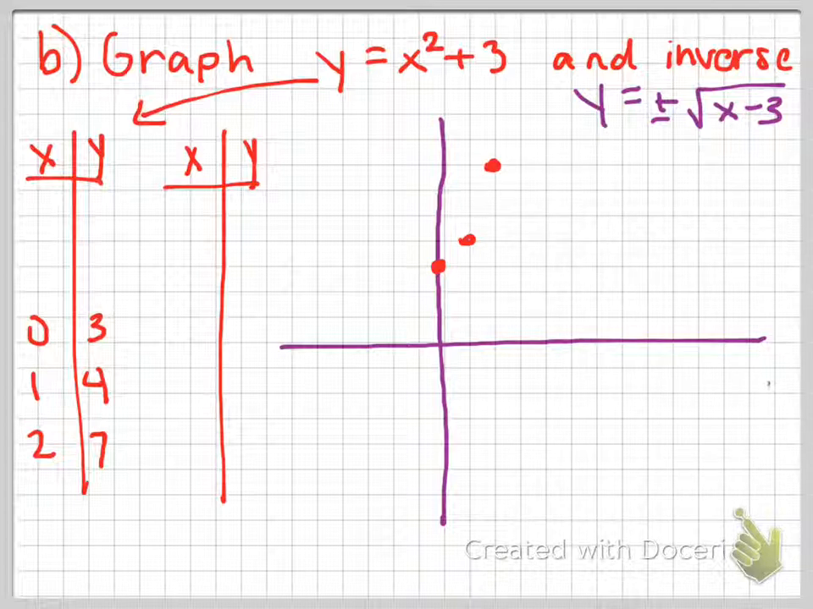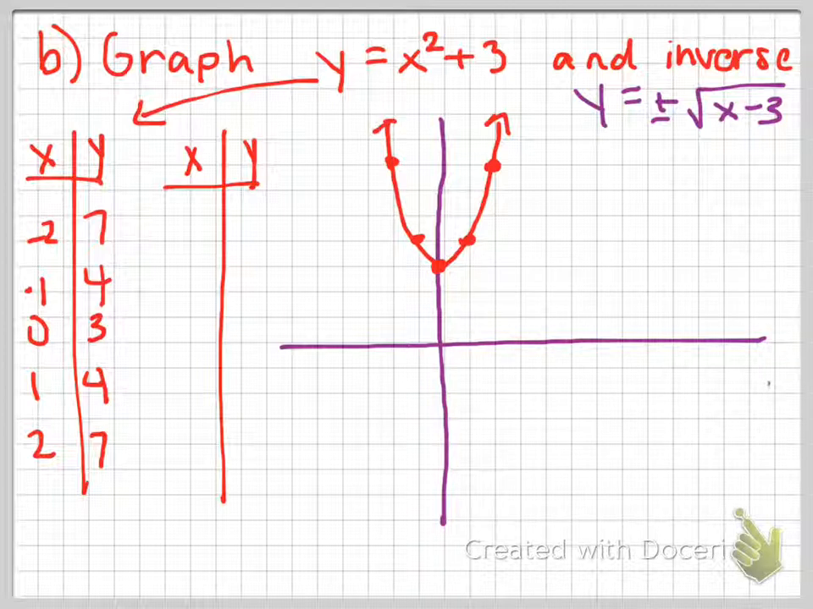Okay, and this is going to be a parabola, so we know that my other points are just going to be reflected around. So a 4 and a 7 will be reflected, so I'll have a negative 1, 4, and a negative 2, 7. So here's my original function. So now we're going to do the other function, which is the square root. And again, remember my t-charts, all my values flip-flop. So this first coordinate will become 7, negative 2, 4, negative 1, 3, 0, 4, 1, and a 7, 2.